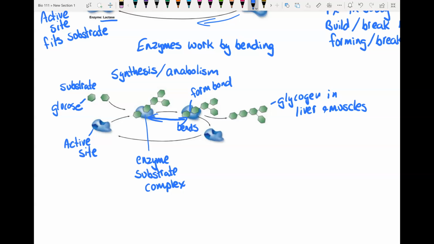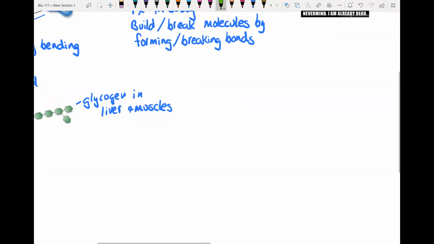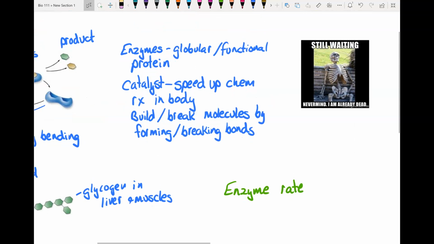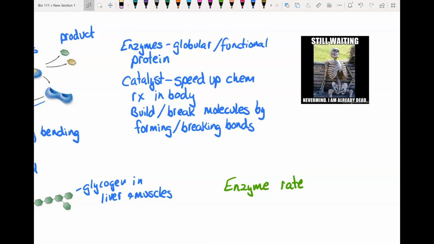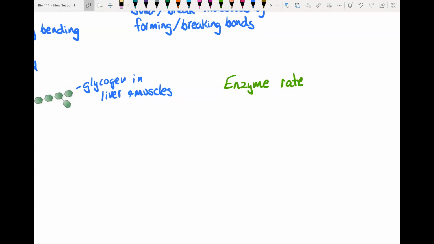Some important factors affect enzyme rate. So when we think about enzymes, enzyme rate is very important. Remember, these chemical reactions have to occur at just the right speed in order to keep you alive. So enzyme rate, one of the big factors that influence it is temperature.